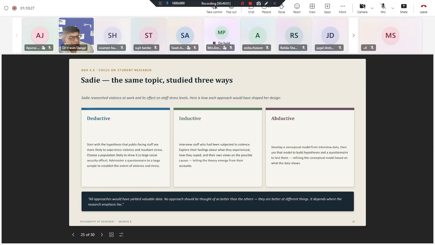So this is how the same topic can be studied in different ways using different methods. What is the deductive method, inductive method, and abductive method? You can go through this example to understand. If there are questions, you can ask questions.